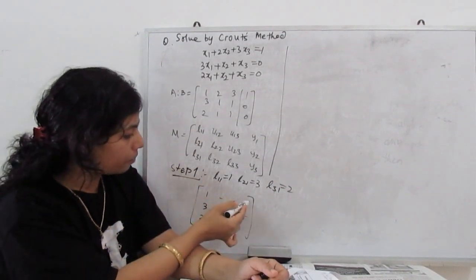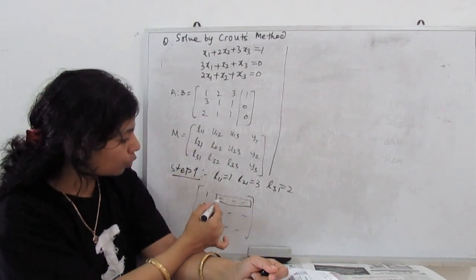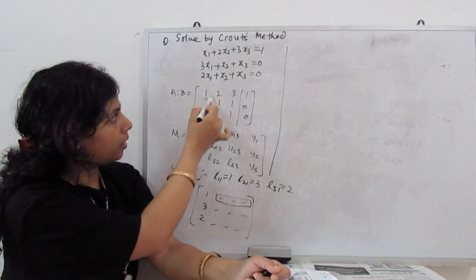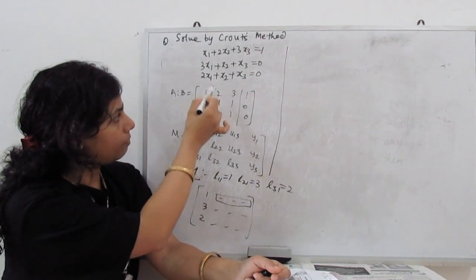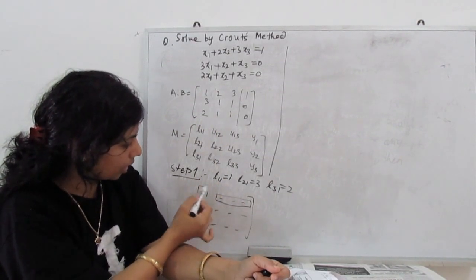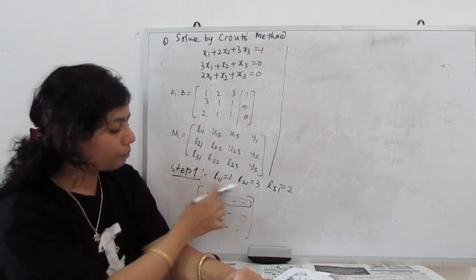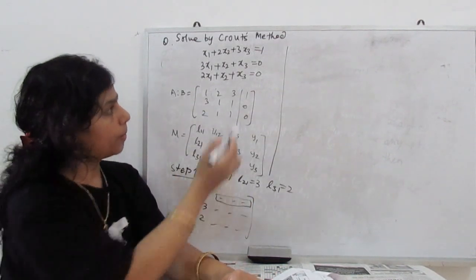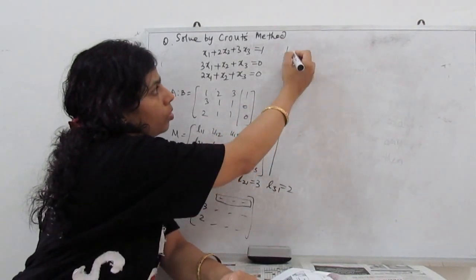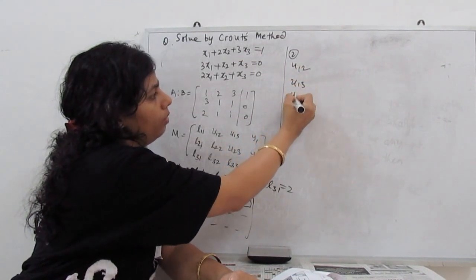Next step, we have to calculate the remaining elements of the first row. So for these elements, we go with this element and divide by this element. So next step, we have to find the first row. So the first row is U12, U13 and Y1.